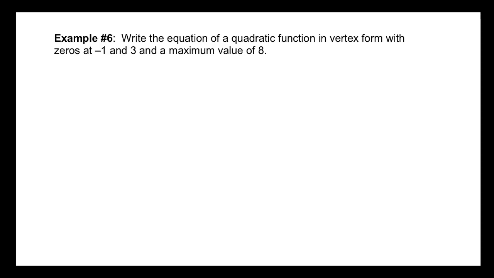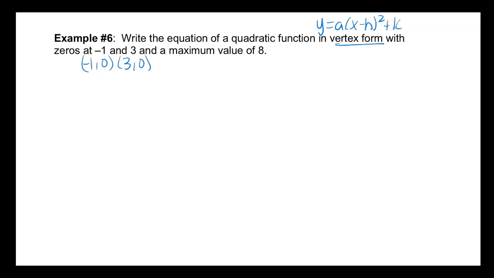This question I will go through. For this question, we know we want our answer as y equals a, x minus h squared plus k. That's vertex form. When it says that you have 2 zeros, it means you have (-1, 0) and (3, 0). Those are your x-intercepts. Those are your roots.